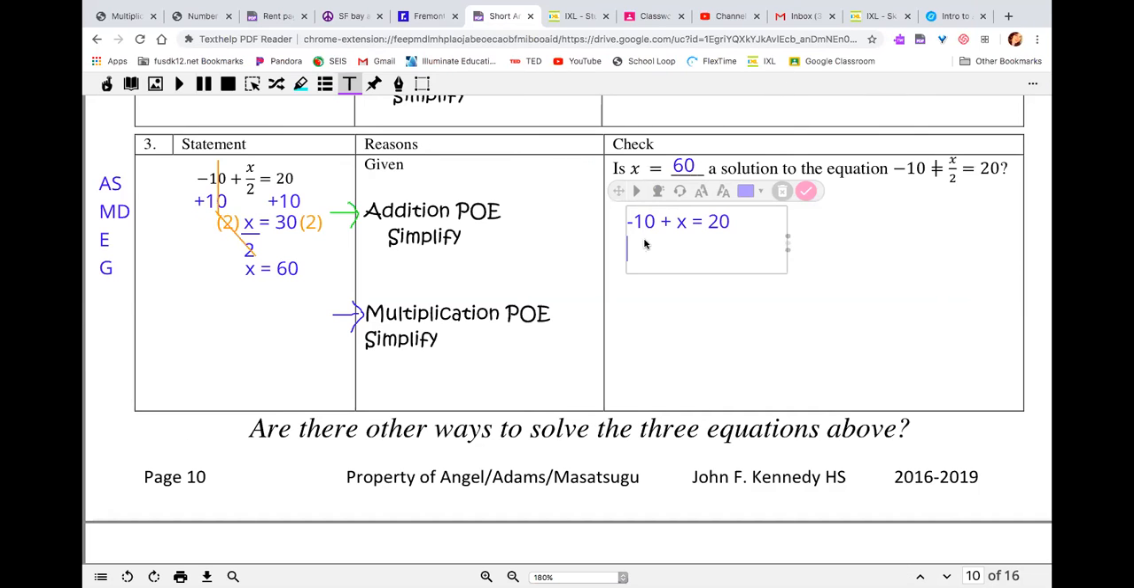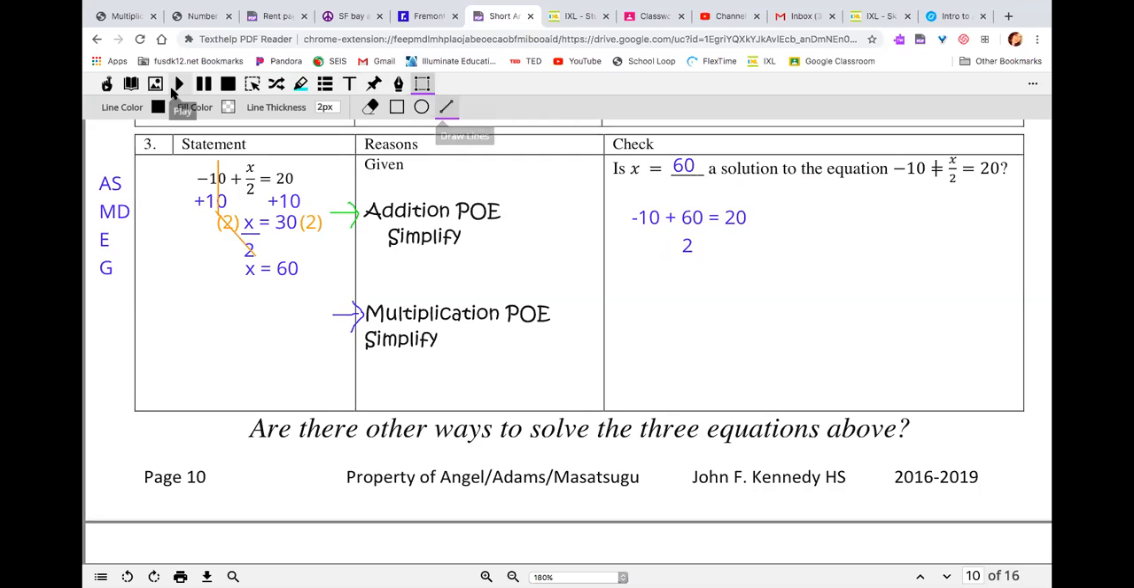Let me do this. Oh wait, but that's not x. That's 60. I have to switch it out. I need that. And my fraction line. Okay, so if you notice, sometimes I write x and then I just erase it and I put the number I'm using. That's just how my brain works. So you'll see me do that a lot.